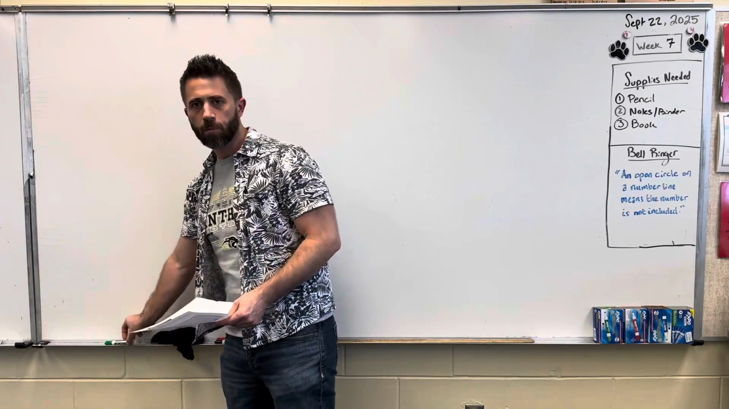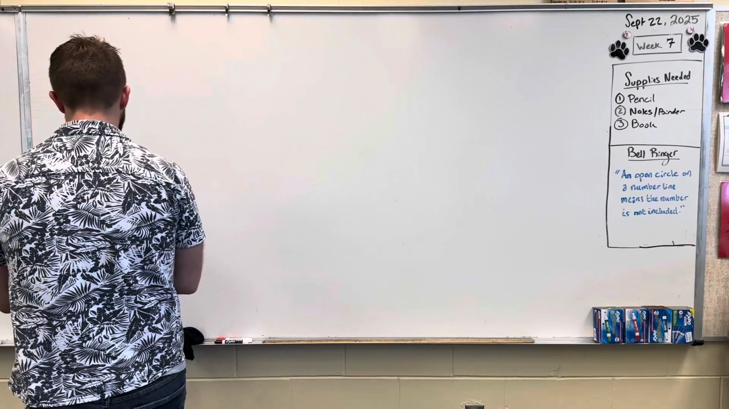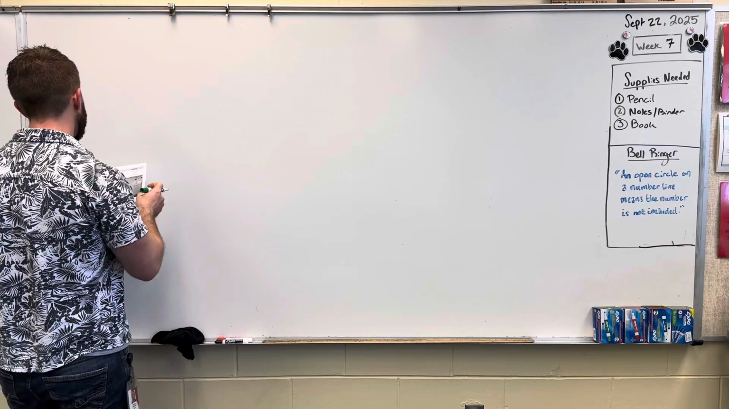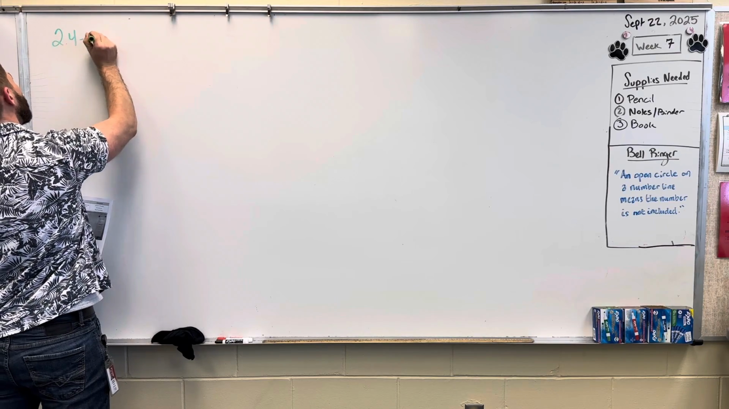I am out of a blue marker, so we're gonna do green. We're gonna see how that works. Hopefully you can read it. 2.4 is solving multi-step inequalities. So I have 2.4.